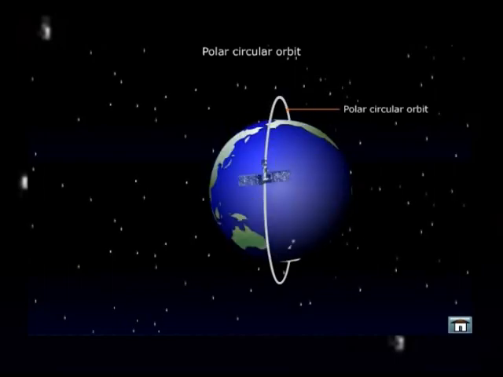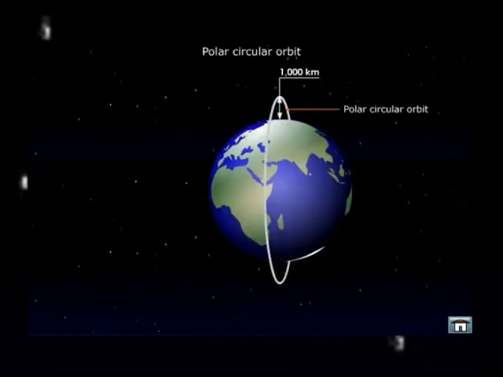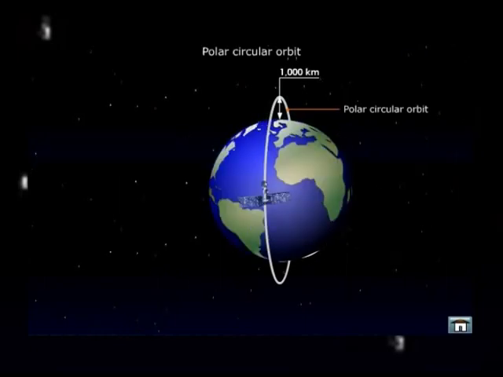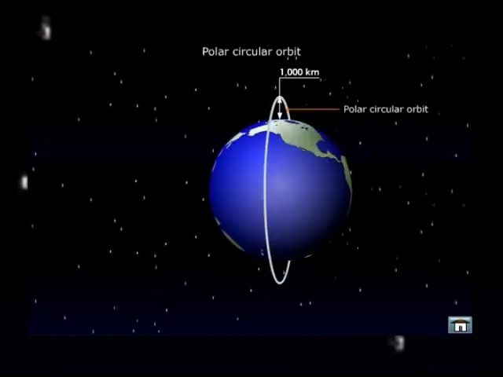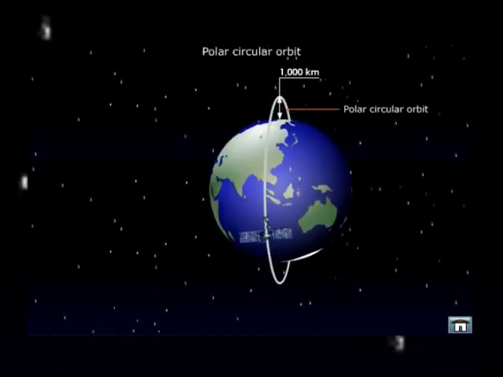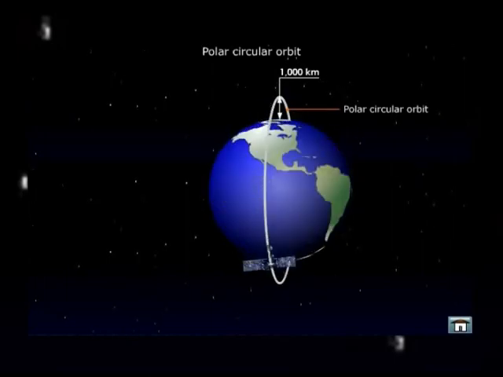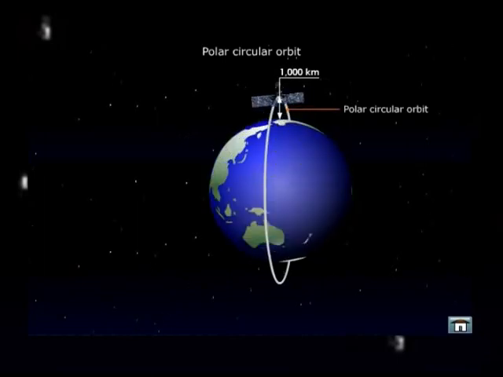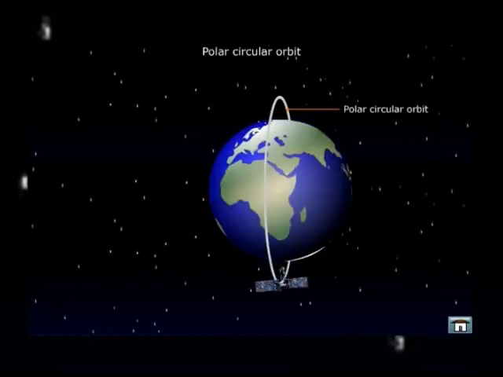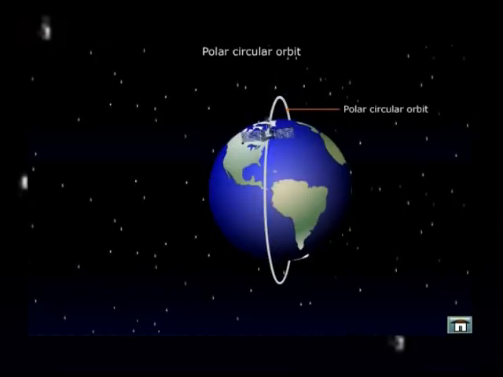A polar circular orbit is placed 1,000 kilometers above the Earth's surface. It passes over the poles, with the angle of inclination of this orbit being 90 degrees. It covers the whole Earth every 12 hours. Satellites used in weather forecasting are launched in polar orbit.